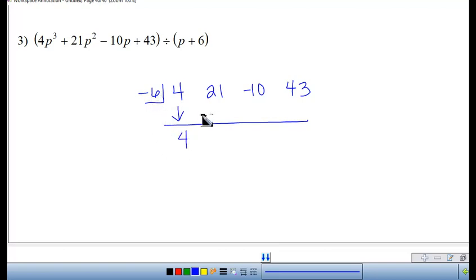We'll multiply, and then we'll add. Multiply, add. Multiply, add. Separate your remainder, and then insert your variables.